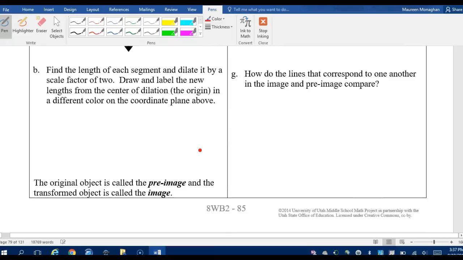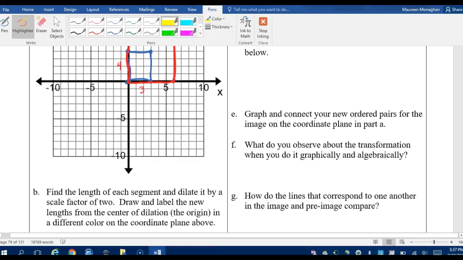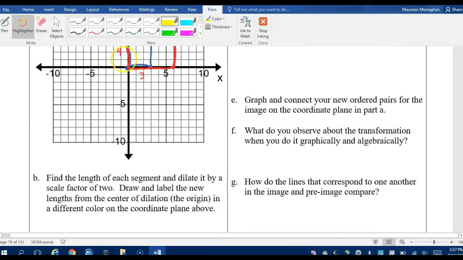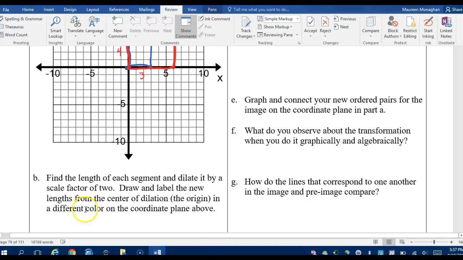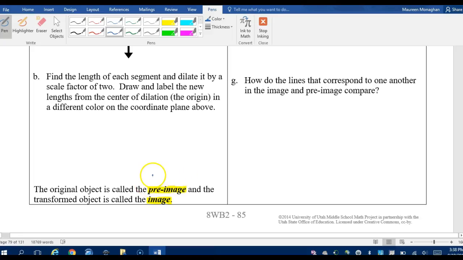Then let's look and see what we have here. We have some more definitions. The original object is called the pre-image, and the transformed object is the image. The pre-image I did in, what color did I start with up here? I started with blue. So the pre-image was in blue, and then the image, what we ended up with, is in red. So that was our drawing.